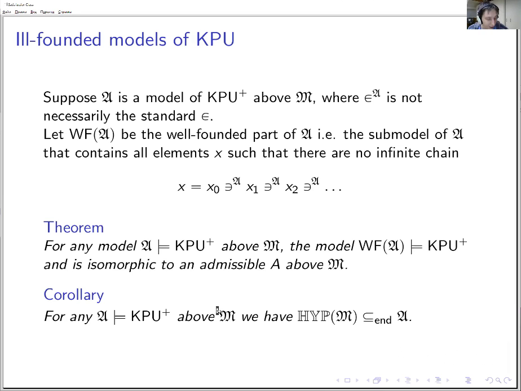For other axioms, okay. And so from this, of course, it follows that heap M is an initial segment of an arbitrary model of KPU above a given model M. So even if the model is ill-founded, still its initial part is a model, the heap of M.